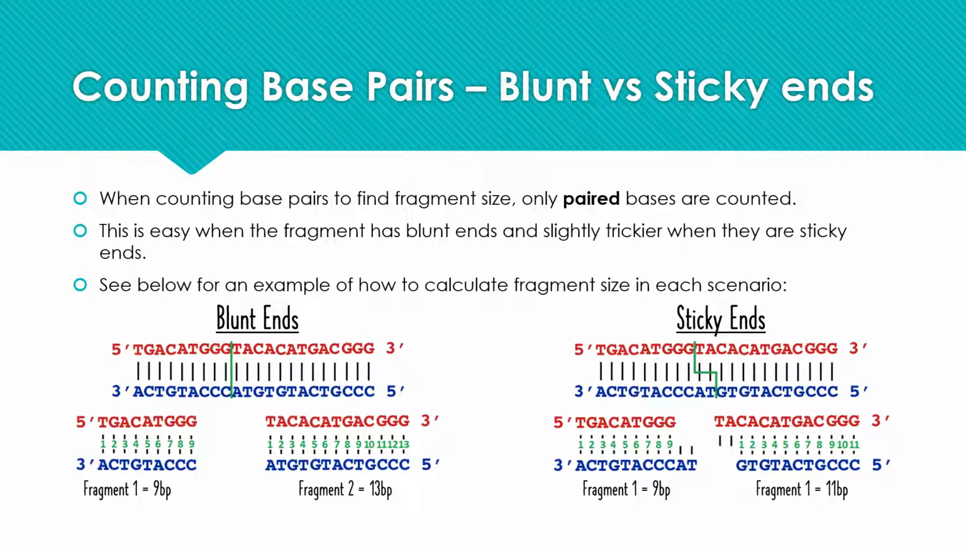So you can see with our blunt end example, where it gets cut at that green line, you end up with 1 fragment that's 9 base pairs, and the second fragment that's 13 base pairs. And every single one of those bases is in a pair, and so it gets counted.